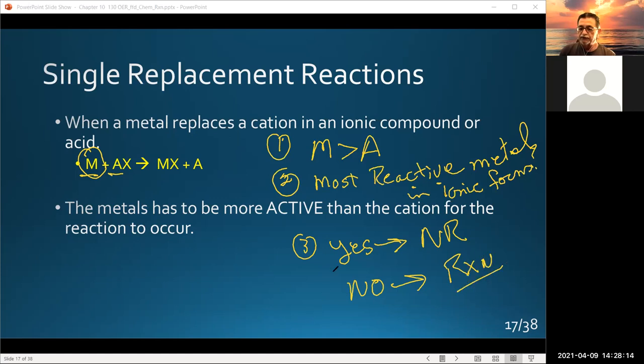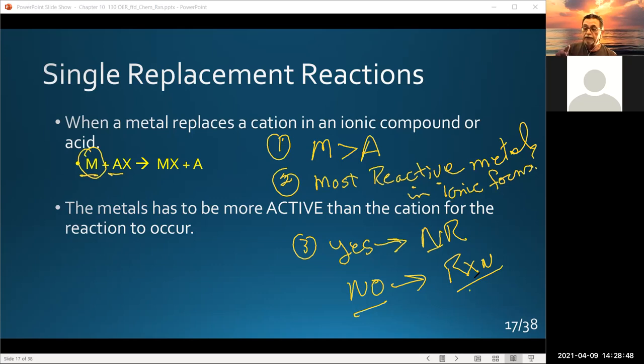Okay, let me restate that. Step 1, find the metal that is more reactive using the activity series. In this general example, we determined that M is more reactive than A. Step 2, ask the question, is the most reactive metal in ionic form? If the answer is yes, then there's no reaction because it is in the most stable form it needs to be in. If the answer is no, then the reaction proceeds.